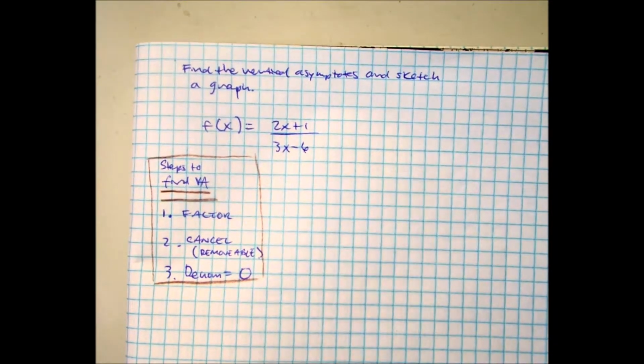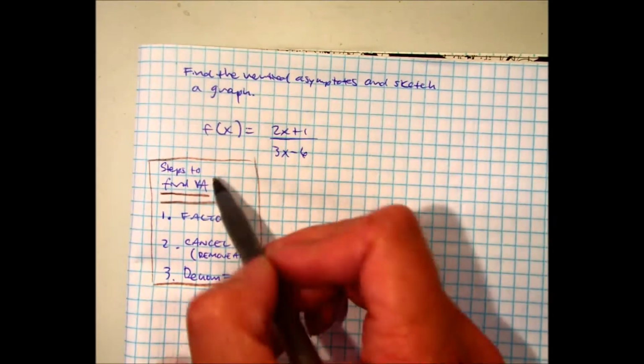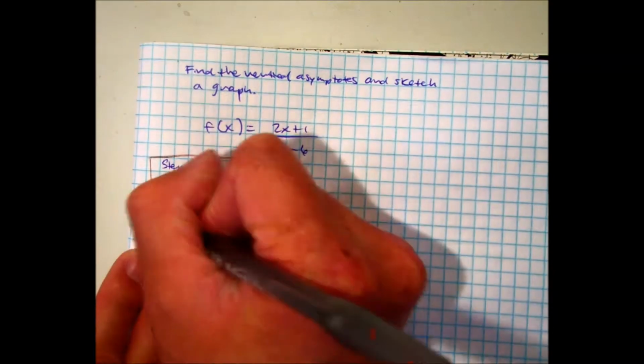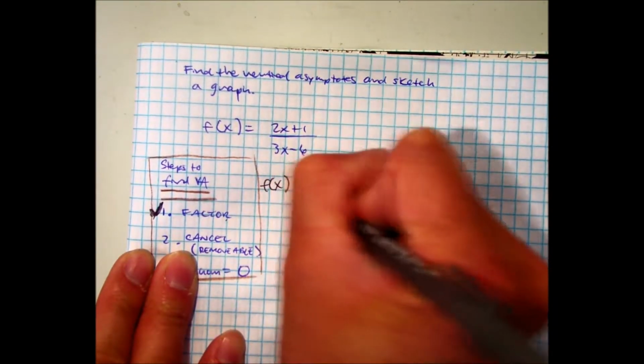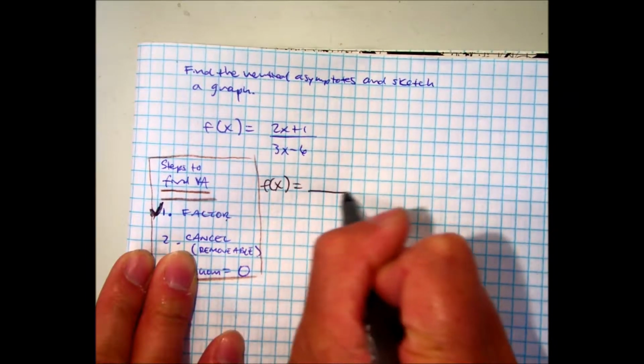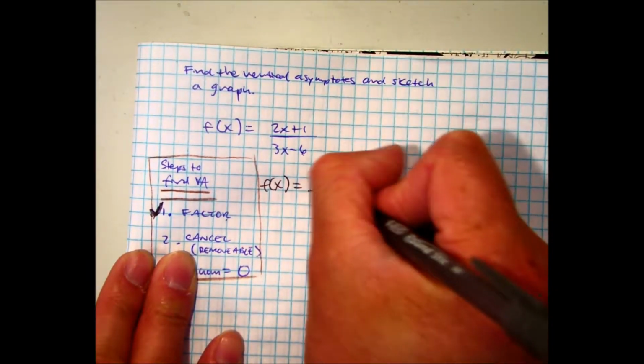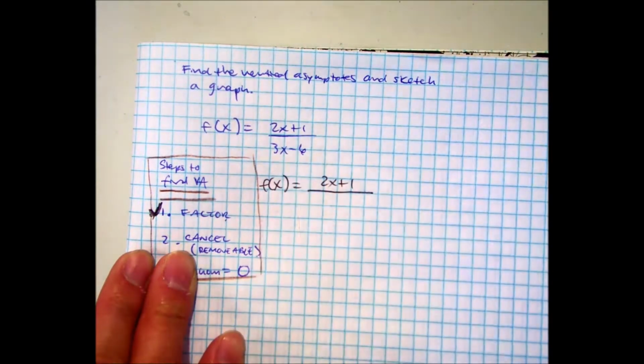Alright, so let's go ahead and factor this. So we're going to factor it first. If you like to, you could put check marks. So f of x equals, can I factor the numerator? Cost stays the same. Can you factor the denominator?